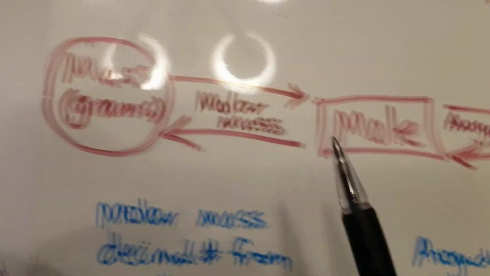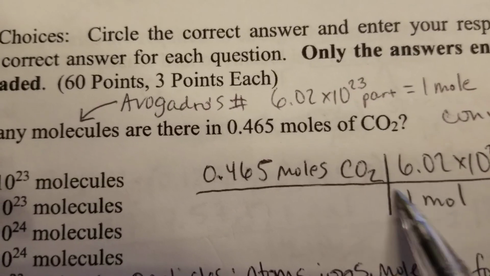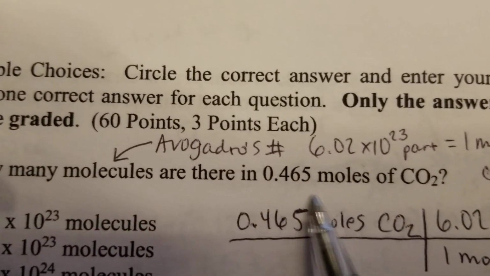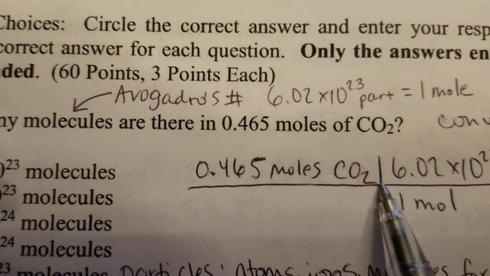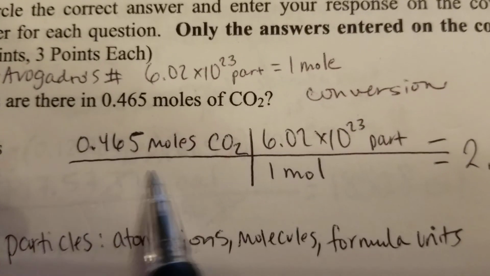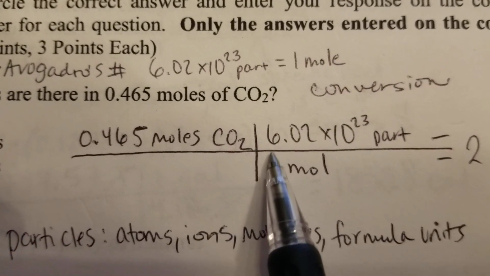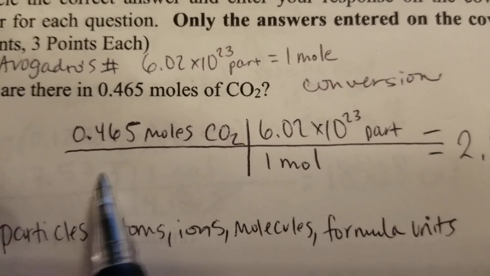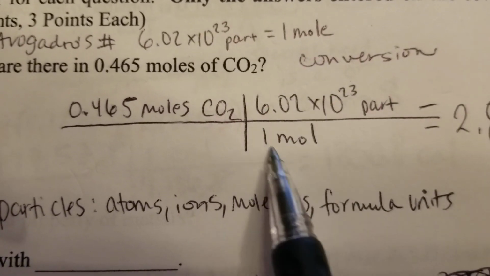Okay? So what I do is I take that value that you're trying to convert, the 0.465 moles of CO2. See, I wrote that down right there. And then I make a T-chart to make my conversion. Some people just say multiply by or whatever. I like to do a T-chart. That way in here, I know I'm going to put my conversion factor.